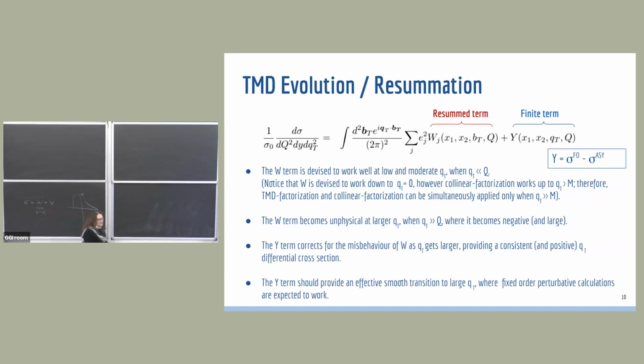So the definition of the Y term is given here. You can compute the Y term by taking the fixed order cross-section and the asymptotic limit of the cross-section when Qt is small. You take the difference between these two. So these two diverge at small Qt, and if you take the difference between them, you get something which is finite, okay? And it helps you in the central region, in the matching region here, right?